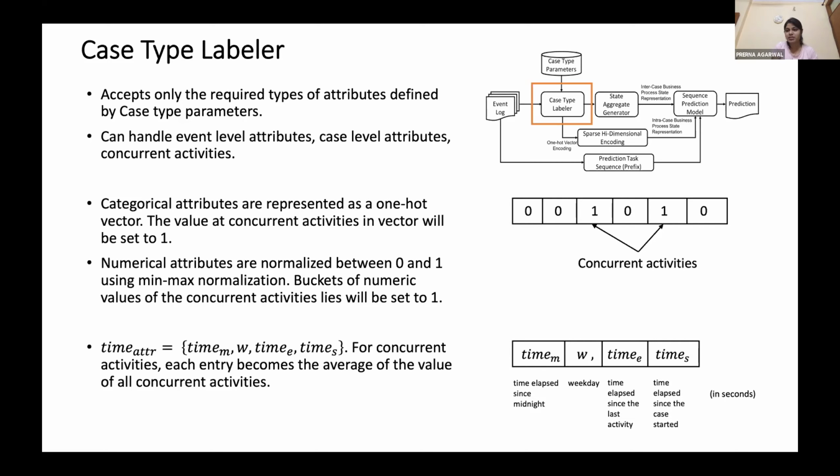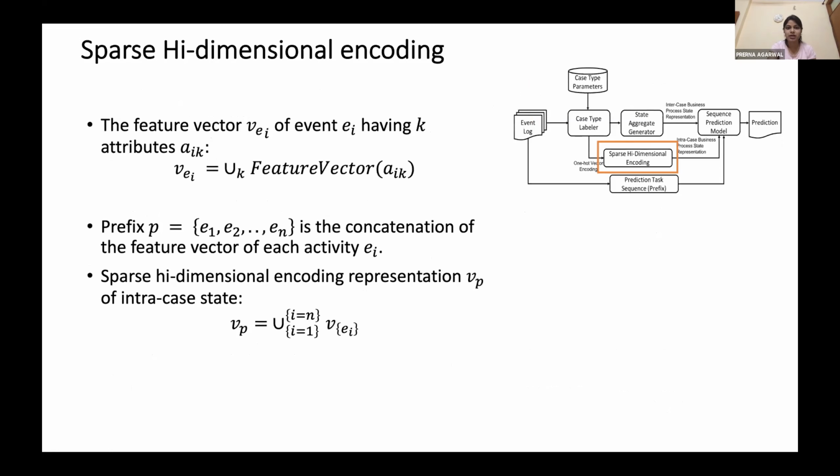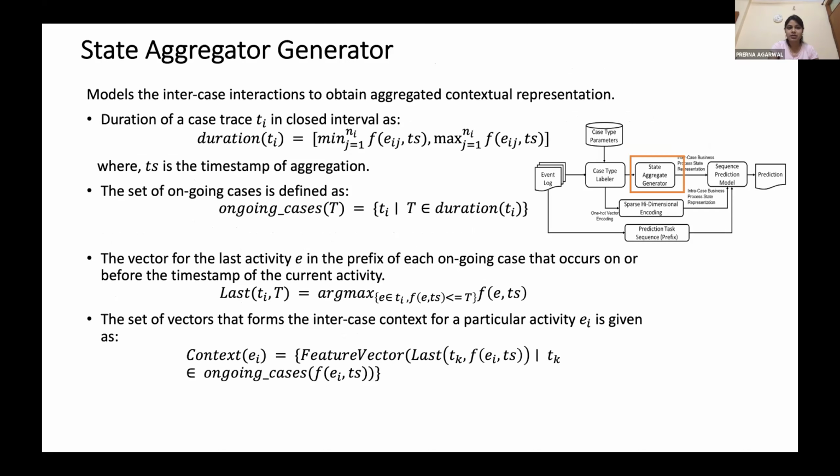So all these times are taken in seconds to form this time vector. This is just to model the domain-specific attributes that we have. And then how do we get the intra-case representation for an activity? It is the unification of all the attributes that are present, be it numerical, categorical, or time, concatenating their feature vector representation for any prefix P, consisting of n partially executed activities. So this is how we obtain the intra-case representation.